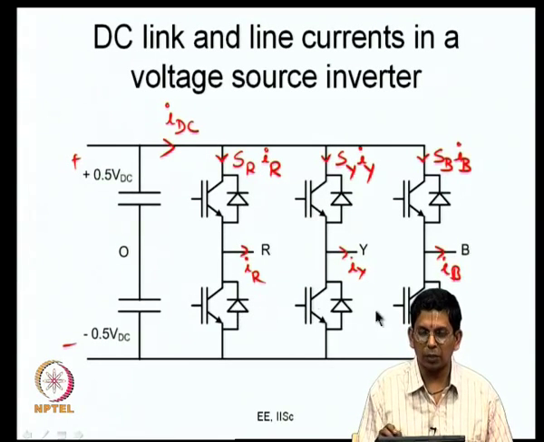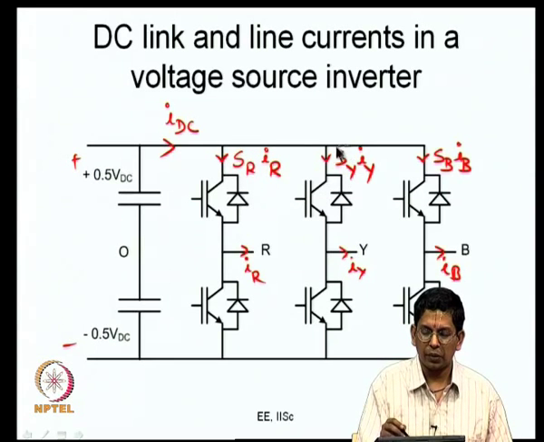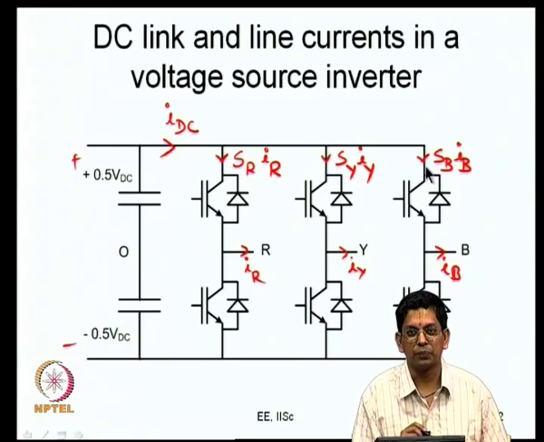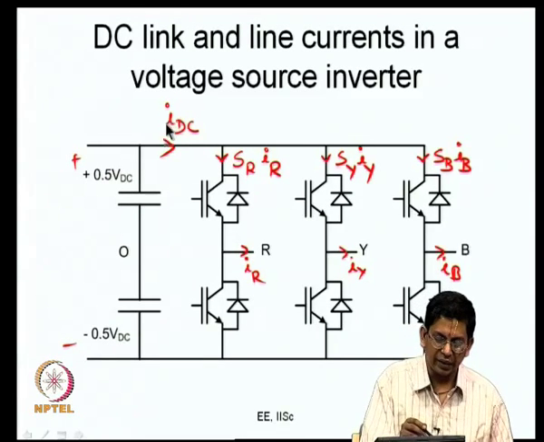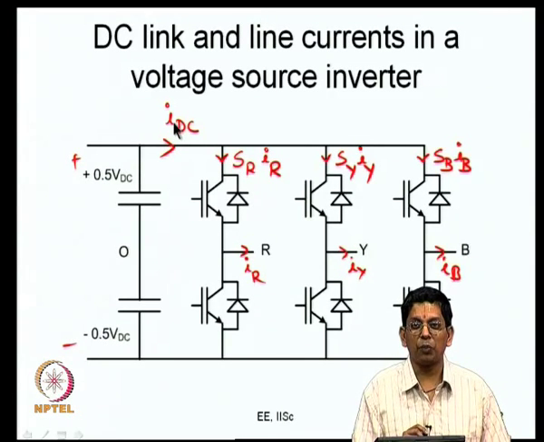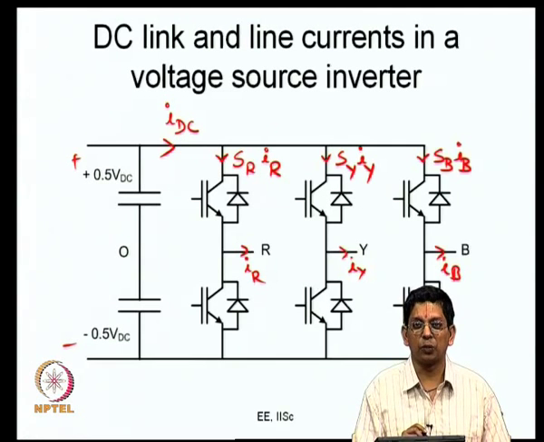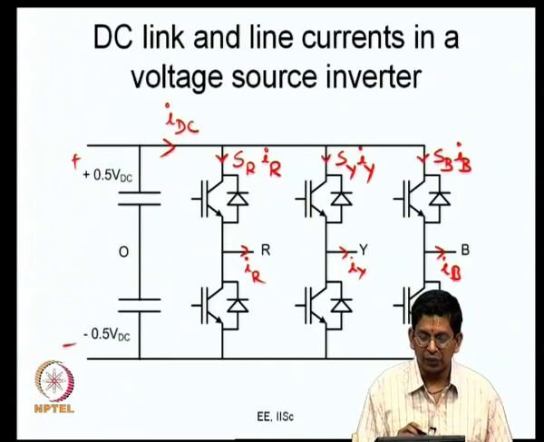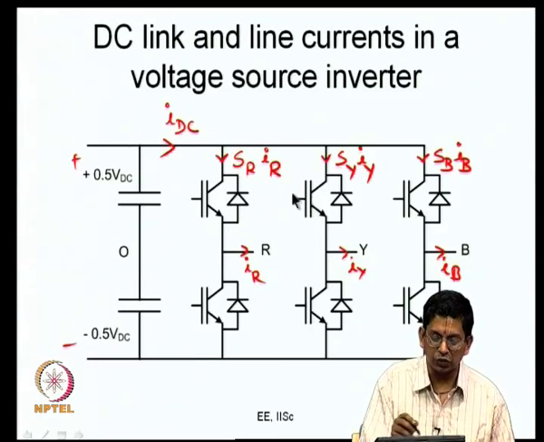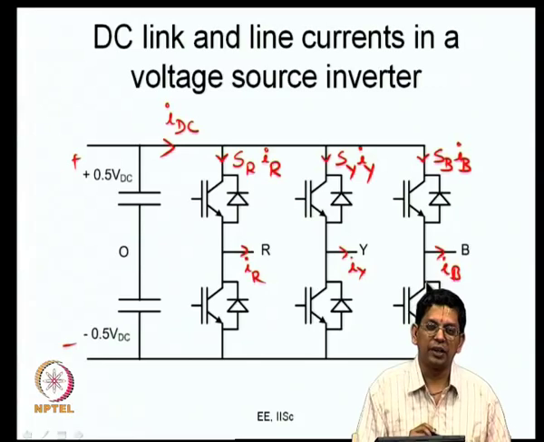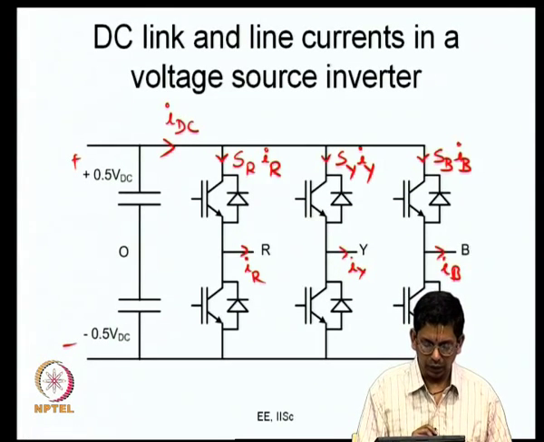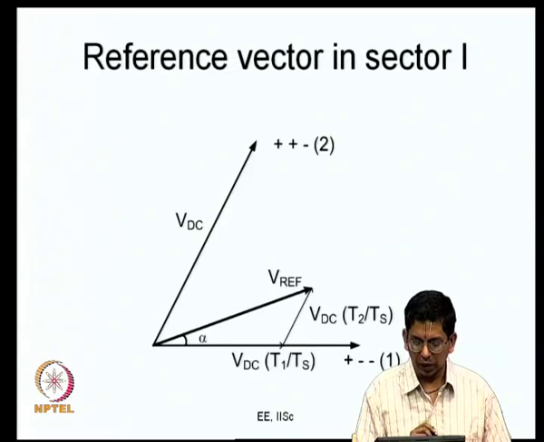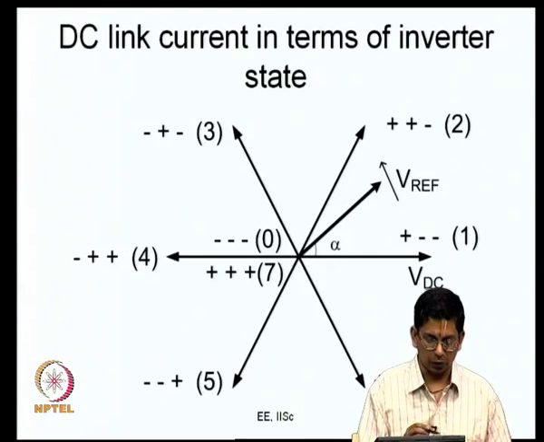What happens if all the bottom devices are on? SR is 0, SY is 0 and SB is 0. So, whenever the inverter state is 0, IDC is 0, and this is what we mentioned at the time we were defining the 0 state. What is the 0 state? It is one of the states of the inverter where there is no power flow between the DC side and the AC side, that is, IDC is equal to 0. That is what we meant. So, we look at the inverter states one by one and write that down.